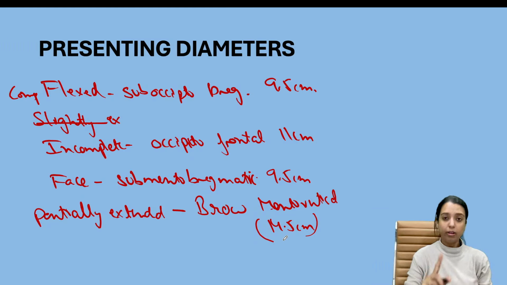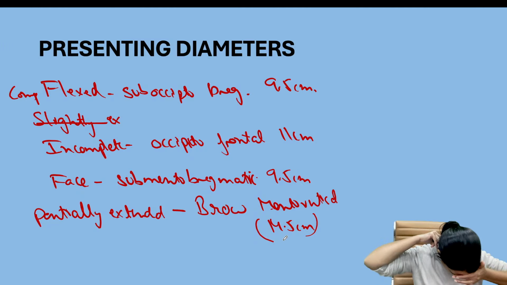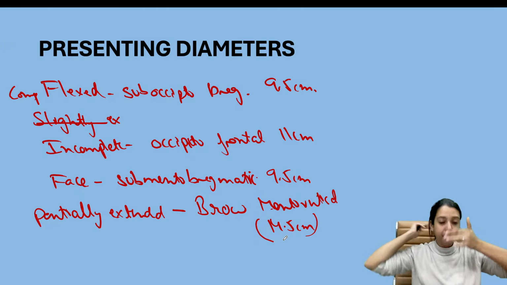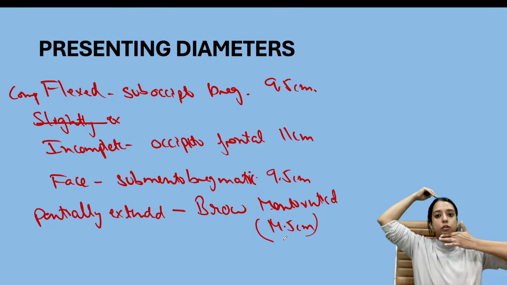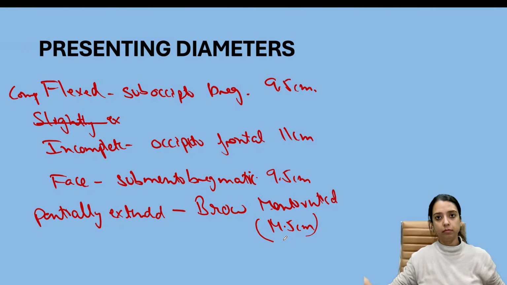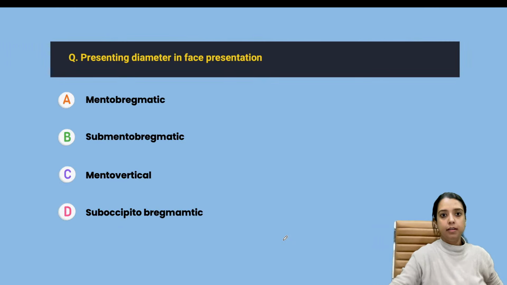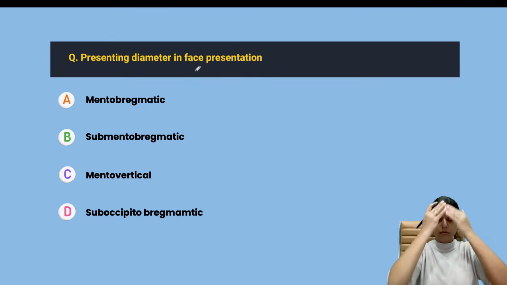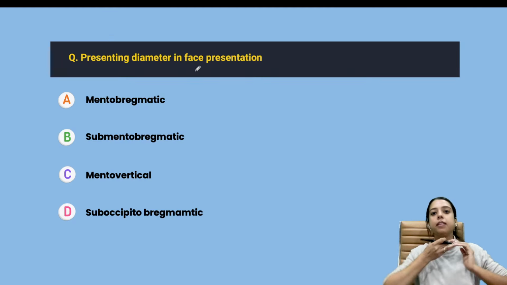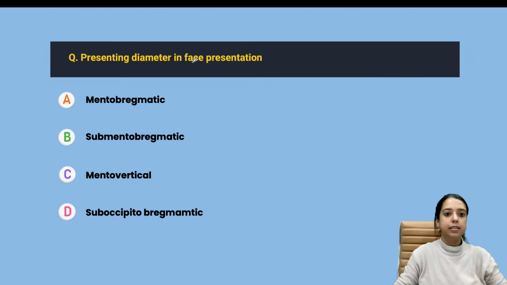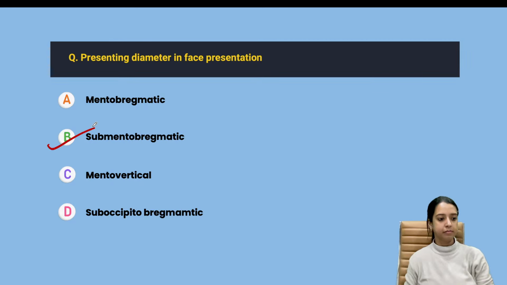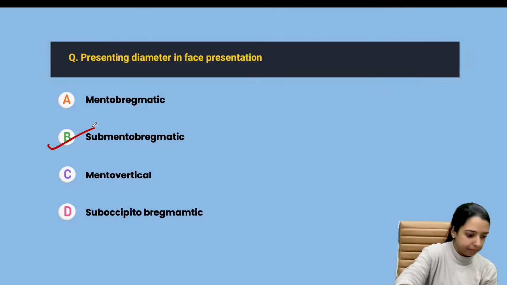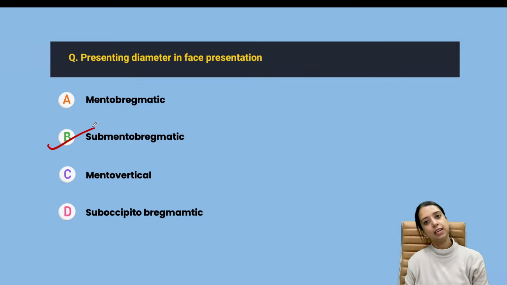ठीक है, सो यही याद रखना है. 4 diameters: suboccipitobregmatic, occipitofrontal, submentobregmatic, mentovertical. 4 diameters. Presenting diameter in face, अब खुद सोचो, face है presenting part. What is the diameter? It is submentobregmatic. ठीक है, ओके, क्लियर?